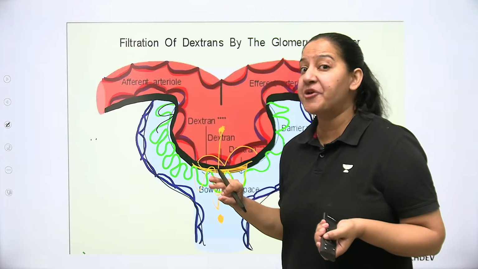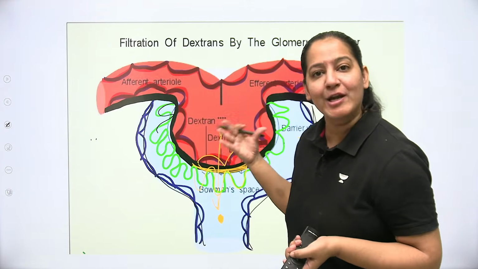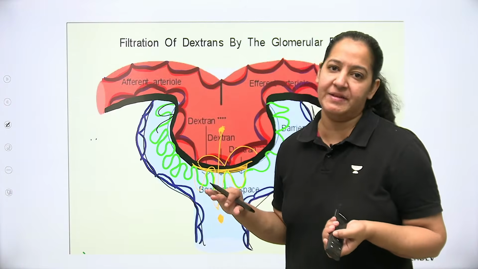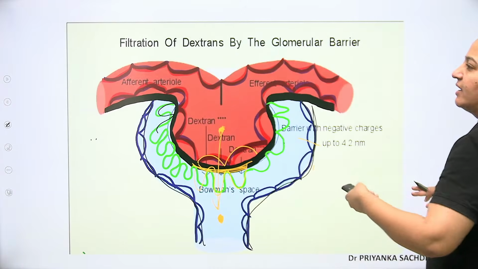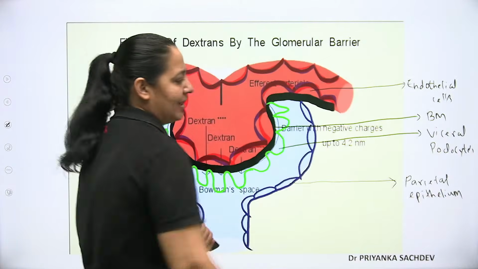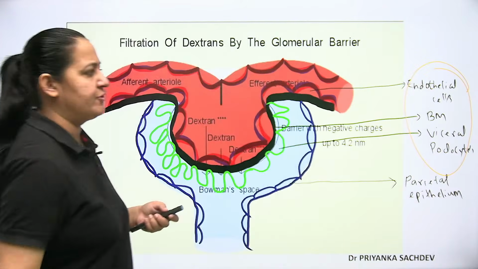In the filtration barrier triplet, there is the basement membrane in the center. On the inner side, endothelium. On the outer side, epithelium. Epithelium is visceral epithelium, that is podocyte. I guess it is crystal clear to all of you, right? So this is the same labeling done in front of you. You can see the labeling. You can appreciate the three things which are present in the filtration barrier.